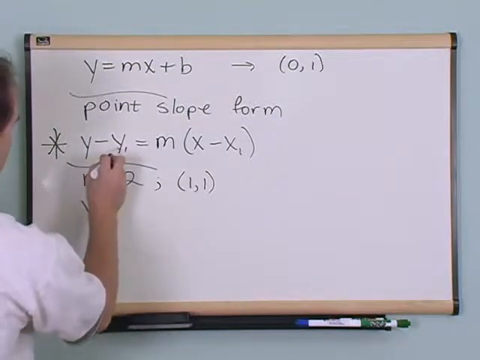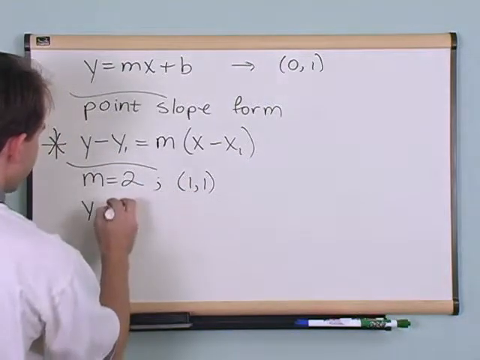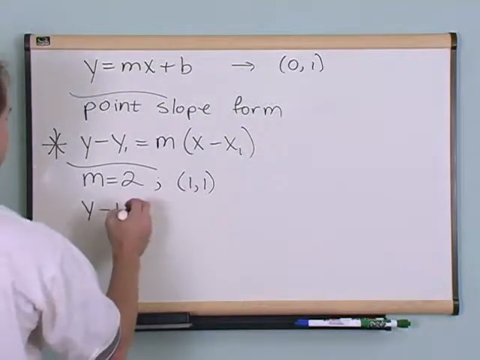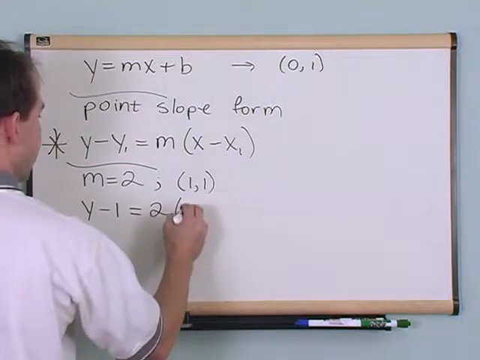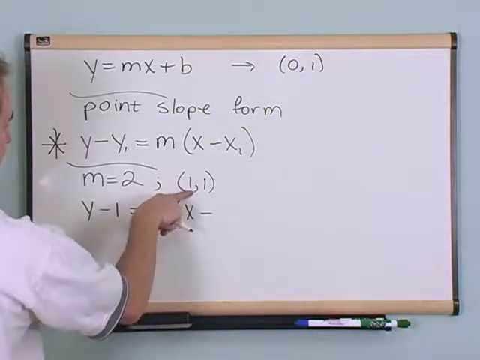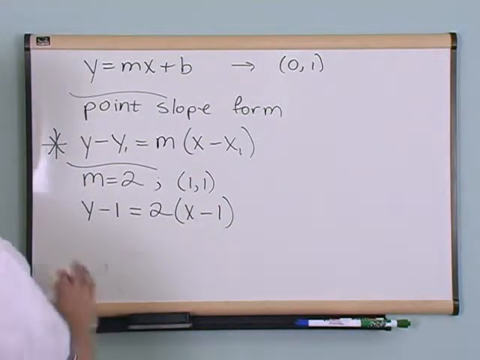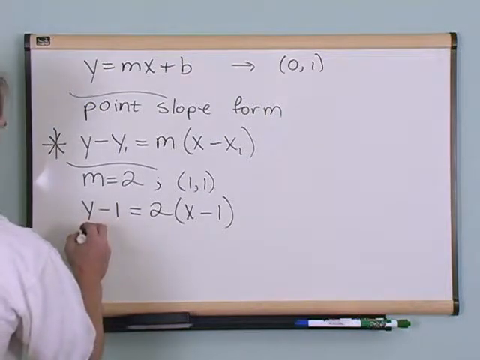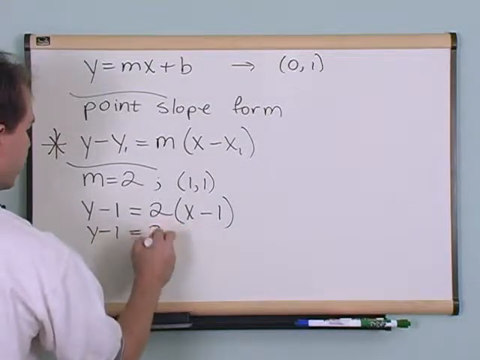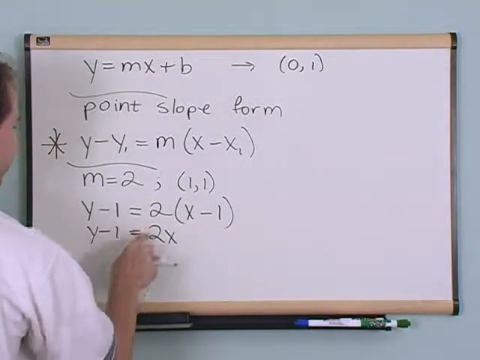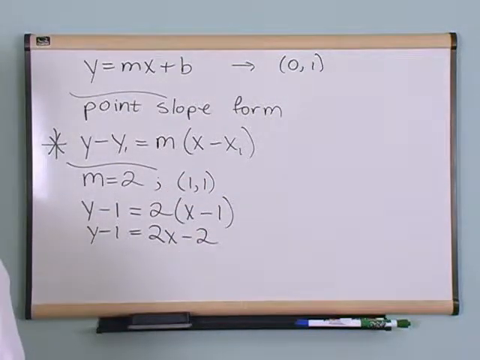y minus y1 means I look at my point, I pick the y coordinate out, and I put it here. That's a 1. So y minus 1 equals m. I know the slope is 2, parentheses, x minus x1. I look at my point, I pull out the 1 there, and I stick it in my equation. So I write that down. And then I just simplify. y minus 1, I haven't touched that side, equals, distribute this in, 2x, 2 times x is 2x, 2 times minus 1 is minus 2.